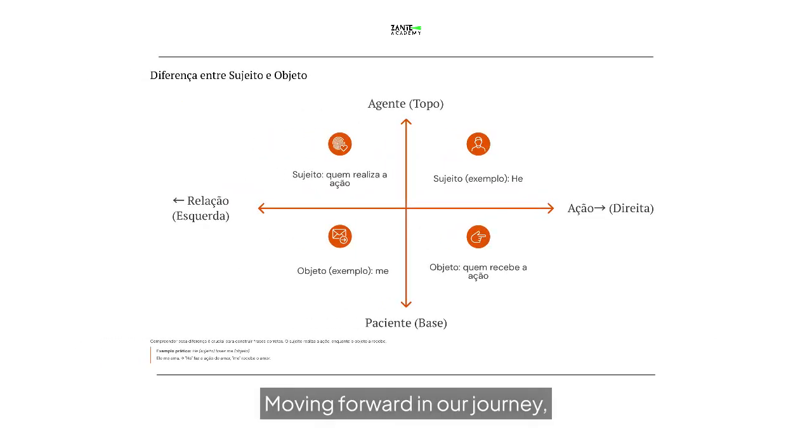Moving forward in our journey, let's clarify the difference between subject and object pronouns, which is essential for constructing accurate sentences. As we have seen, subject pronouns indicate who is performing the action, while object pronouns show who is receiving the action. This distinction is crucial for effective communication.